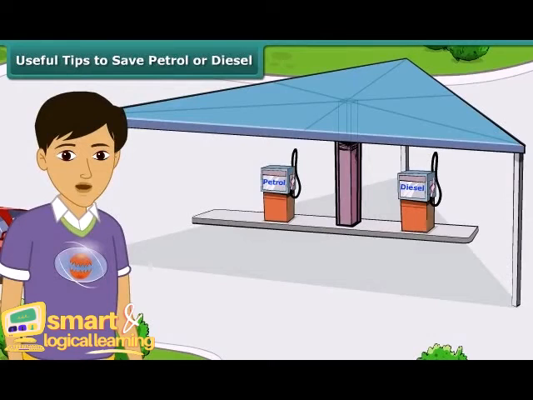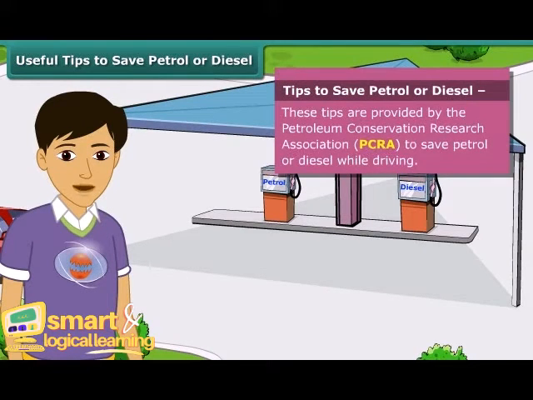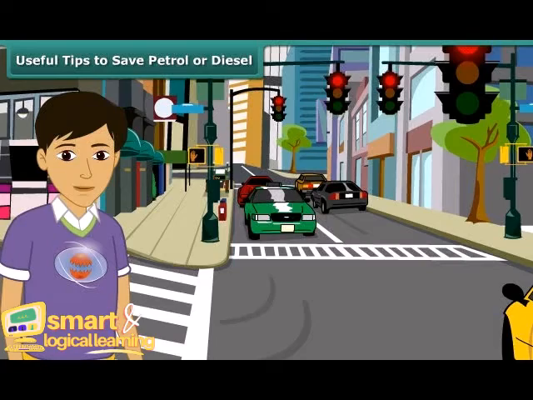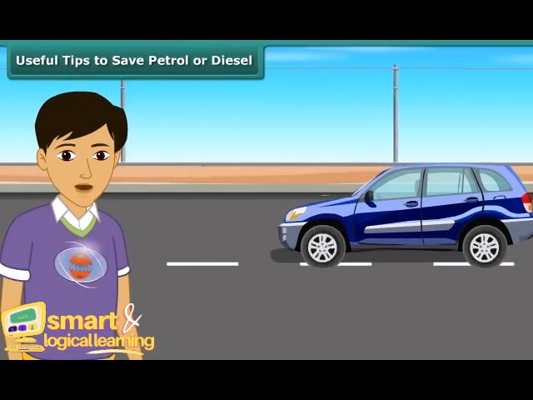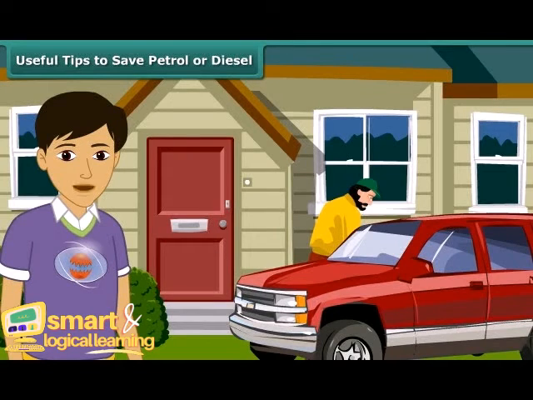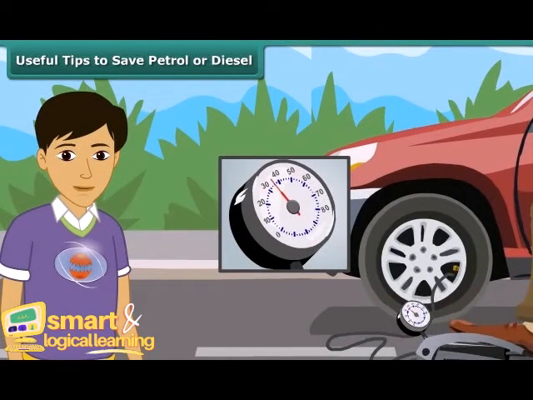Friends, as we know that petrol and diesel are exhaustible resources, that is, the amount of them in nature is limited and will deplete one day, it is important to use these resources carefully while utilizing. Here are a few useful tips for us as advised by the Petroleum Conservation Research Association, PCRA. 1. We should switch off the engine at traffic lights or traffic jams. 2. Drive at a constant and moderate speed as far as possible. 3. We also should ensure regular maintenance of the vehicle and correct air pressure in tires.